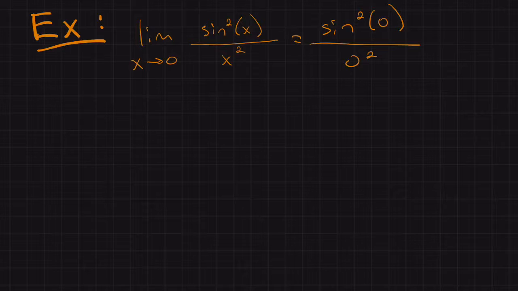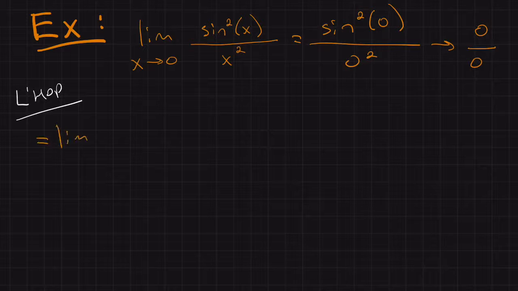Sine of 0 is 0. So we would get a 0 in the numerator and a 0 in the denominator. Since we have indeterminate form, L'Hopital's rule applies. We need to take the derivative of the numerator. It might help if we rewrite sine squared of x as sine of x, quantity squared. That way we can see that this is a chain rule problem.